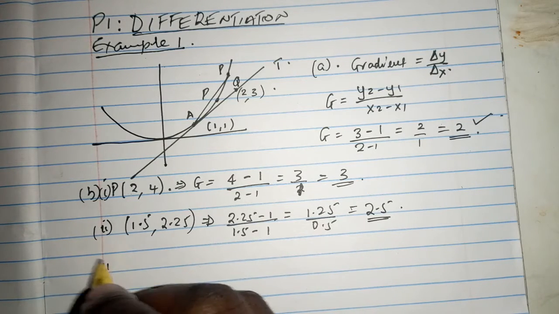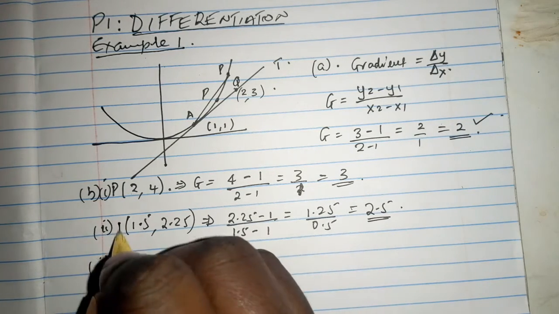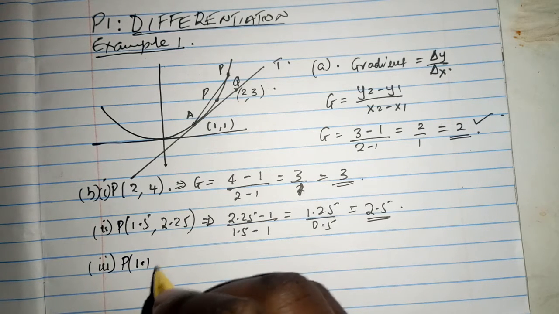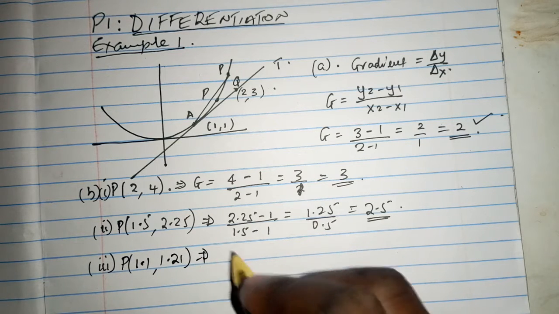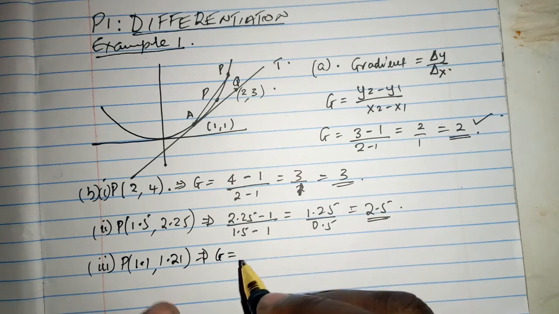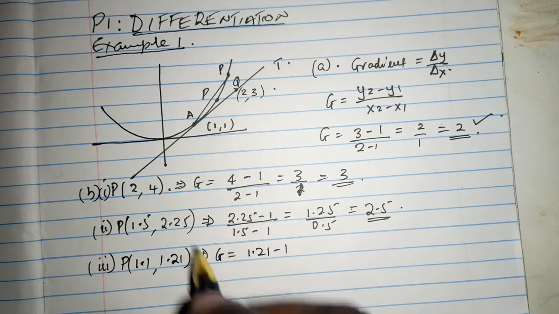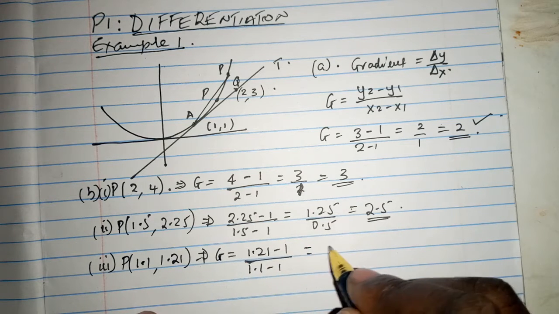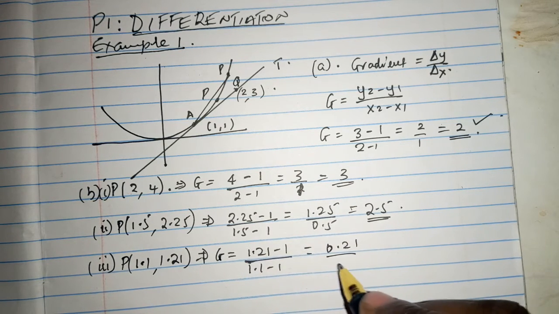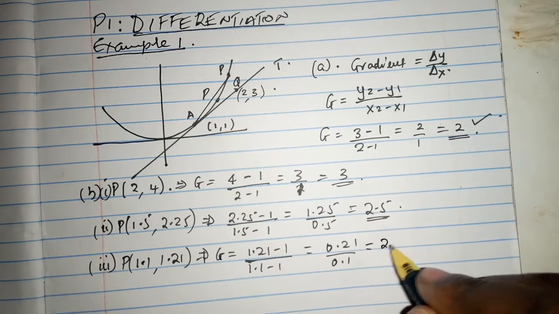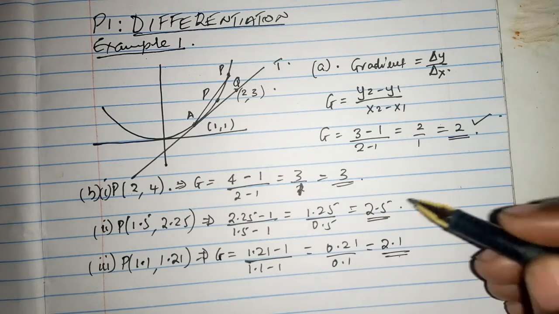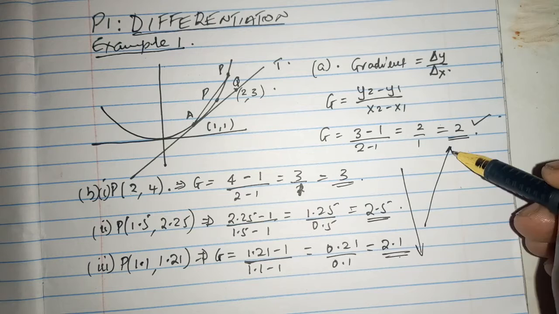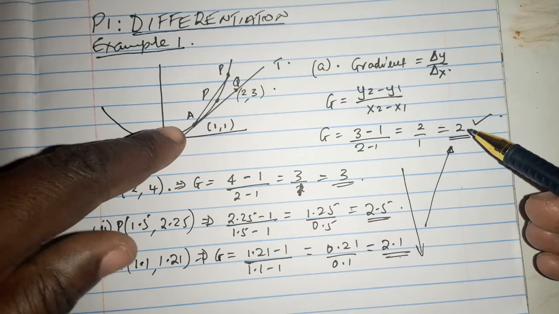And in the next part, we are told the coordinates of P now change to (1.1, 1.21). What is the gradient? The gradient is 1.21 minus 1, of course A doesn't change, all over 1.1 minus 1, which is 0.21 over 0.1, and the gradient is 2.1. You can already see as P approaches A, the gradient approaches 2. It approaches that of the tangent to the curve at A.